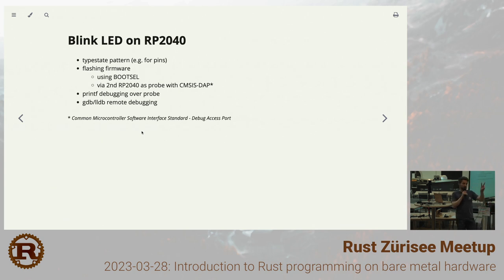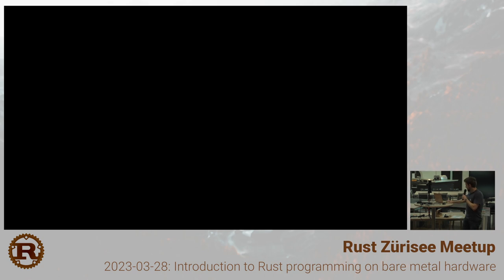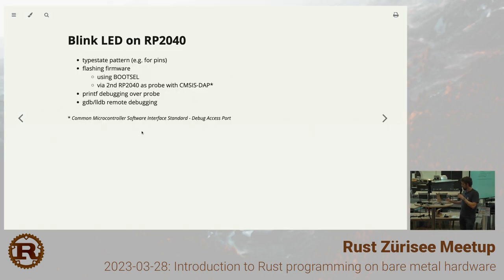You can use two Raspberry Pi Picos, to flash them and debug them. So you don't have to buy an expensive debug probe that runs a few hundred bucks normally. You just get two of them, which you would have probably anyways, because you have one actual project that you're running with, and the second one will be your development board.